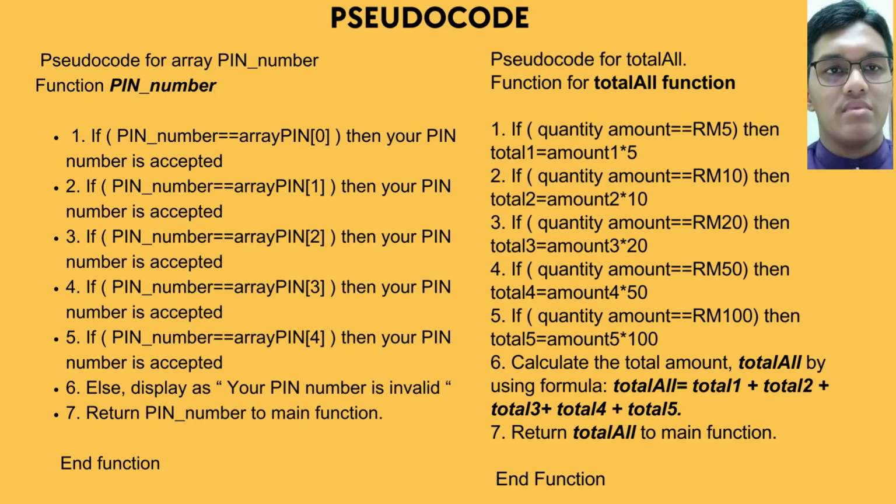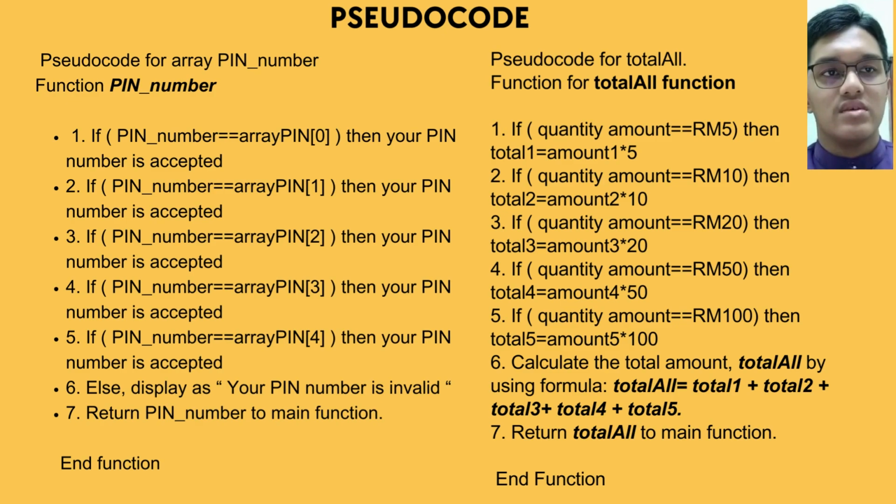First, if the PIN number matches array PIN 0, then your PIN number is accepted. The same goes for the others, array PIN 1 to 4. Else, it will display that your PIN number is invalid. Then if the PIN number is accepted, the PIN number will return to the main function.